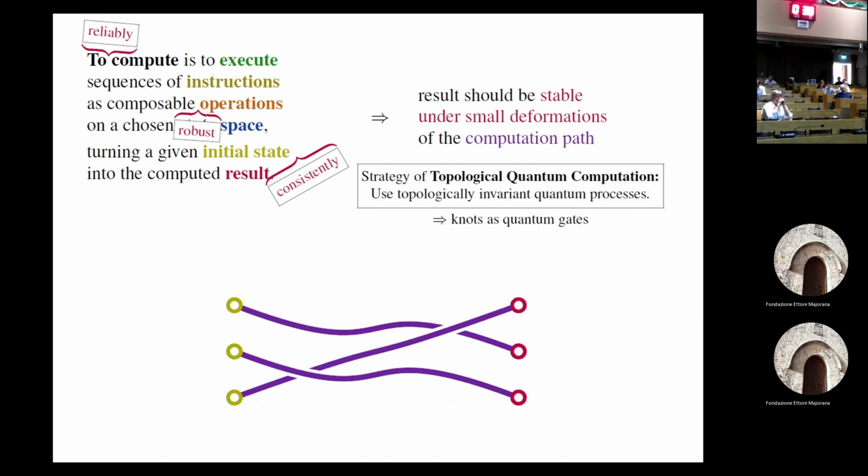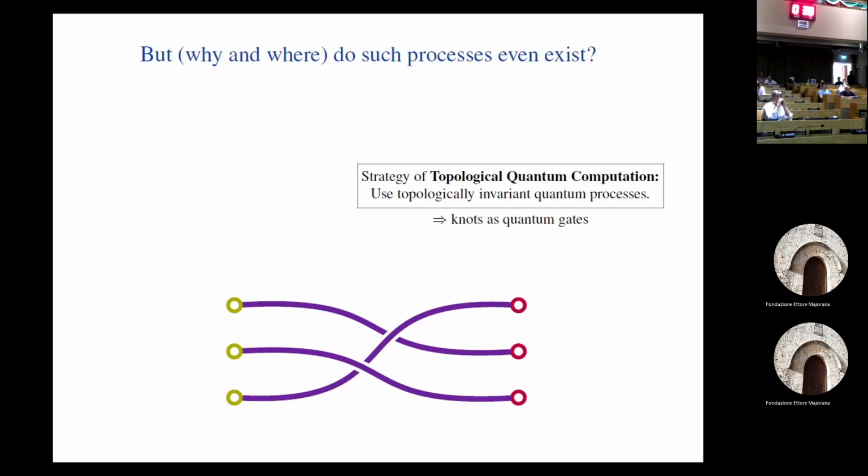That's the idea. So this would mean if you had this, that knots or links or braids, actually, depending on whether you close this up or not, would serve as gates, as computational gates, then called quantum gates. So that's the idea of topological quantum computation, or in hindsight at least. So the idea is then, why and where do such processes exist? Is there anything in nature that has this property that we can move around its parameters continuously without it changing at all?